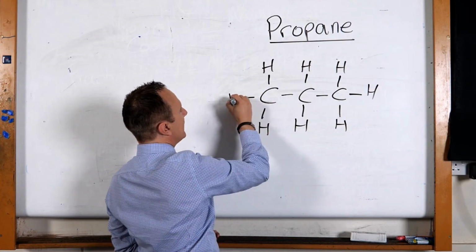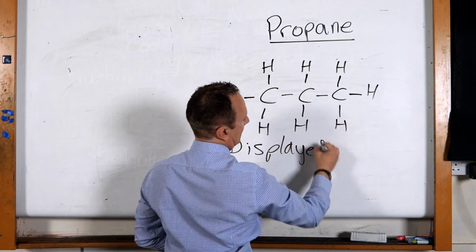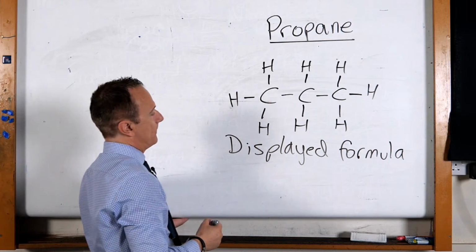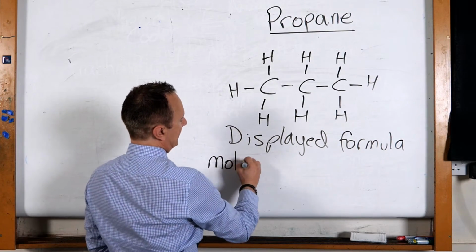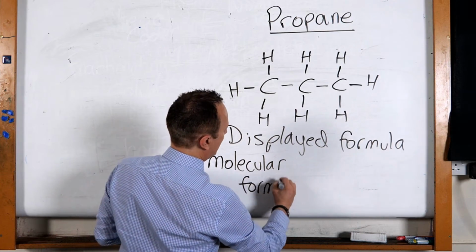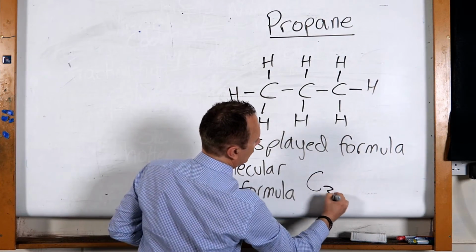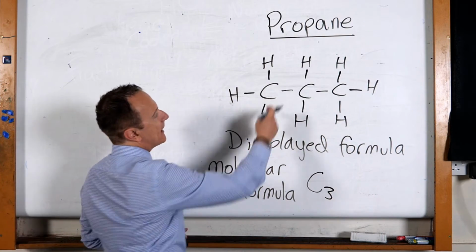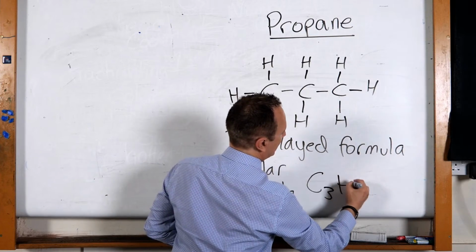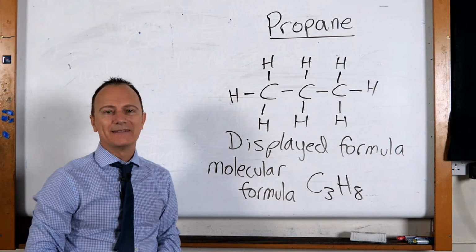And what we've drawn here is the displayed formula. Now we could also write down the molecular formula. The molecular formula is simply counting up how many carbon and hydrogen atoms there are in the molecule. So we've got 3 carbon atoms, making sure the 3 goes down there as a subscript, and we've got 1, 2, 3, 4, 5, 6, 7, 8 hydrogen atoms. So that would be the molecular formula of propane.